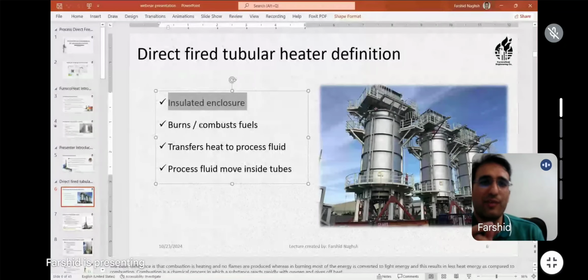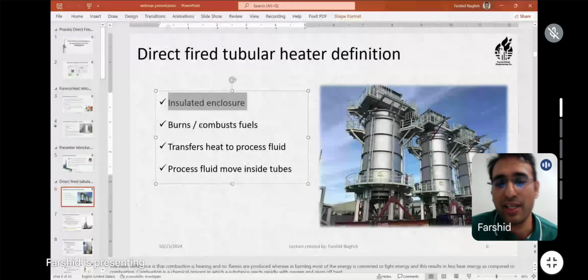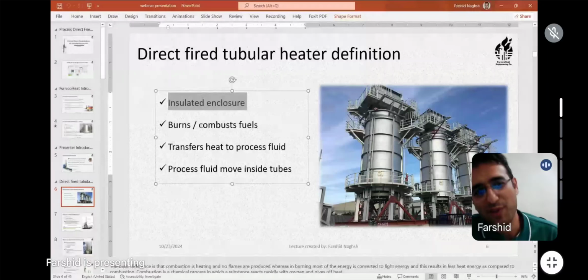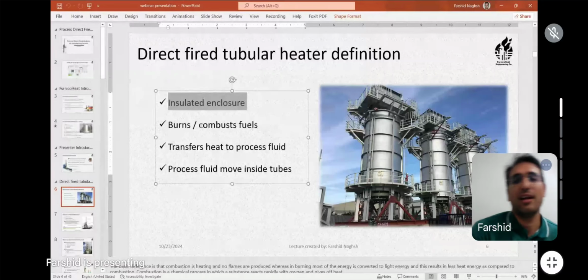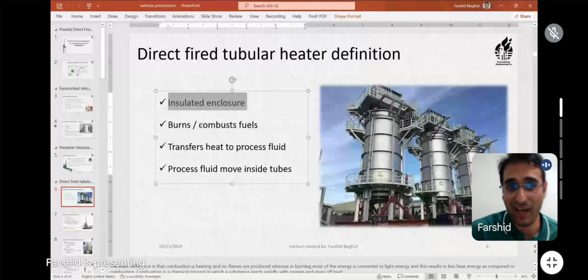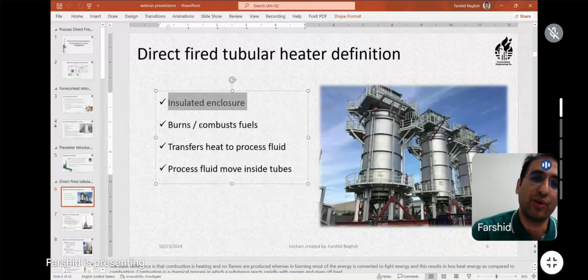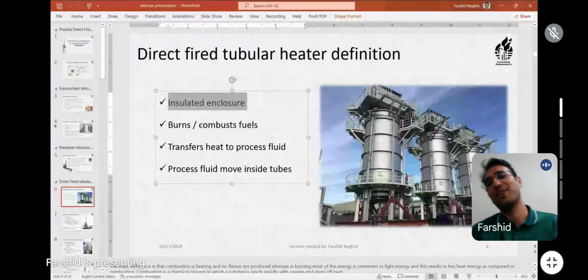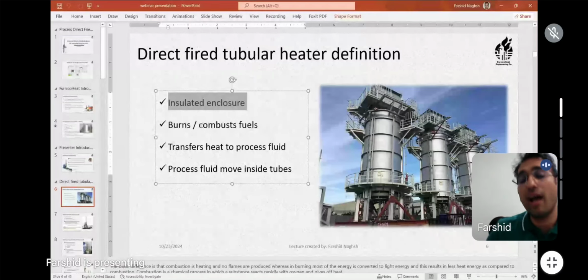Another point in definition of a direct fired heater is that it burns or combusts fuel. Yes, through a burner, it uses the fuel to produce heat. You may ask the difference between burning and combustion. If you refer to the dictionary, you see that burning has a lot of light emittance, and combustion is a more general word for reaction with oxygen. So you may ask, do we have any kind of combustion that doesn't emit light? Yes.